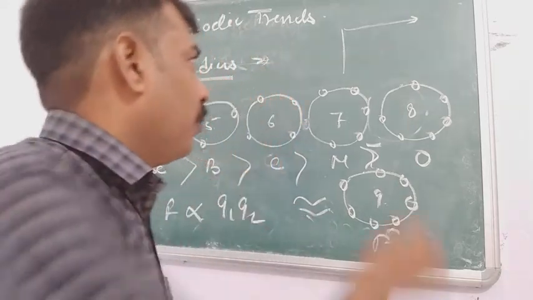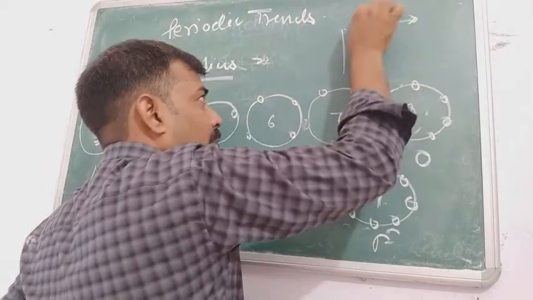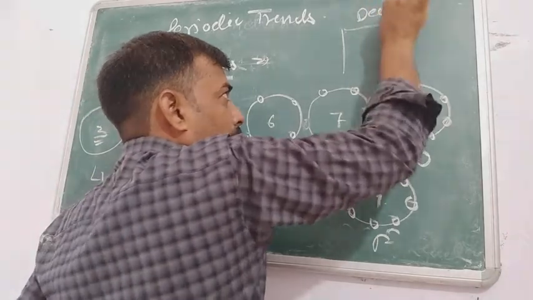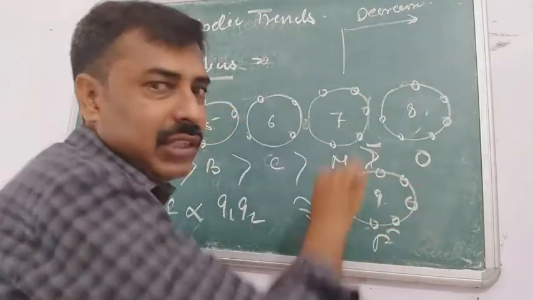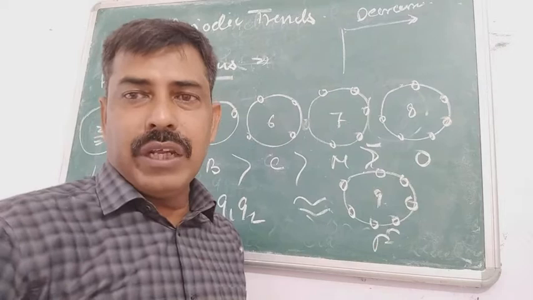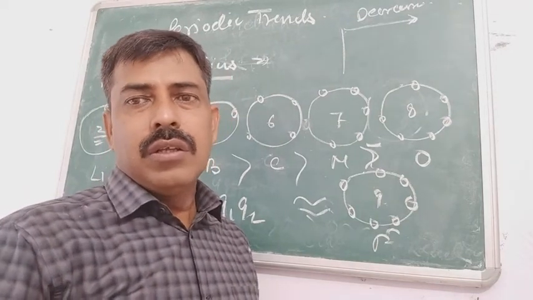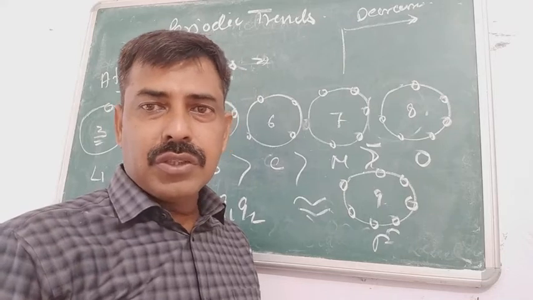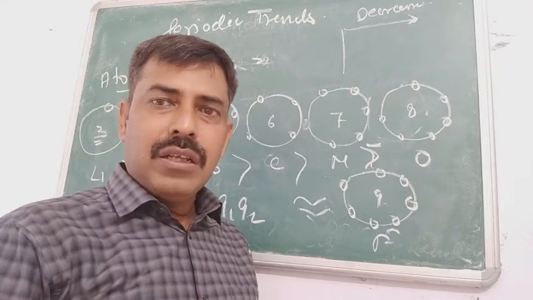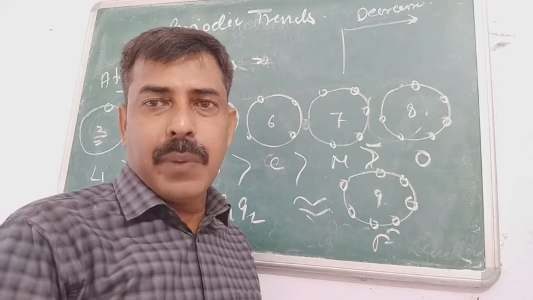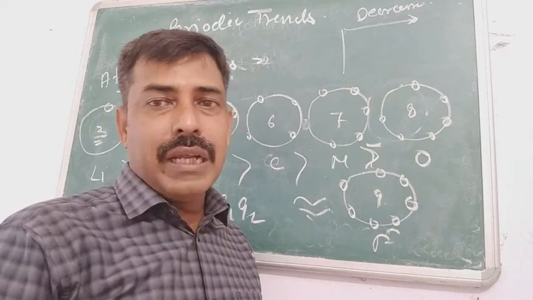So when we move from left to right, the atomic radius decreases. Whatever the variation there is in the case of fluorine, that will be considered an exception, as it is not affecting the general trend of the system. So we can say that when we move from left to right in a period, the atomic radius decreases.